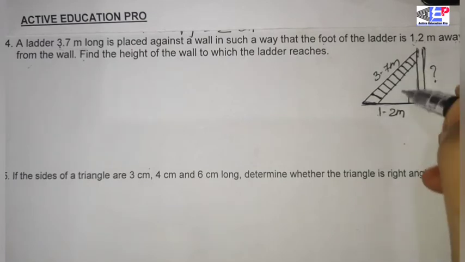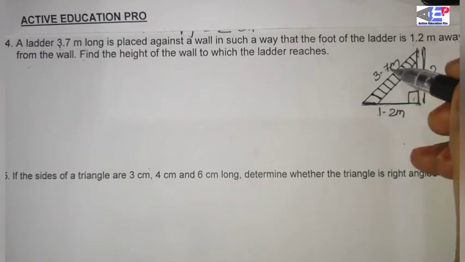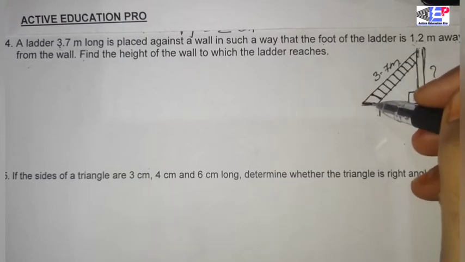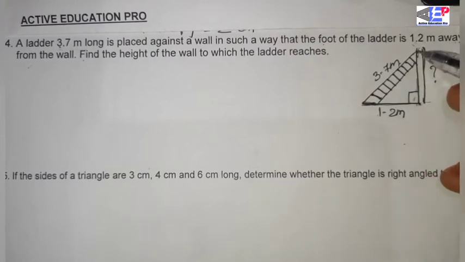So in this question, 3.7 meter is the hypotenuse and 1.2 meter is the base, and we have to find the perpendicular from the base to the ladder's top point. This is the ladder's top point, and this is the foot of the ladder. So we have to find the distance between the base and the ladder's top point.